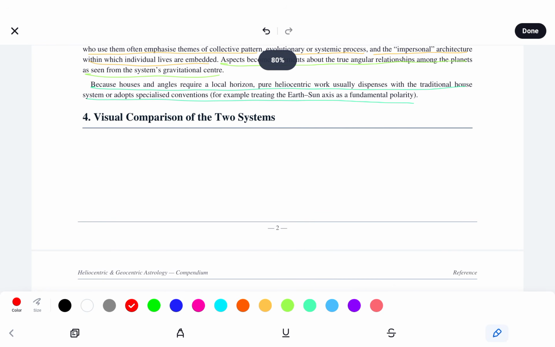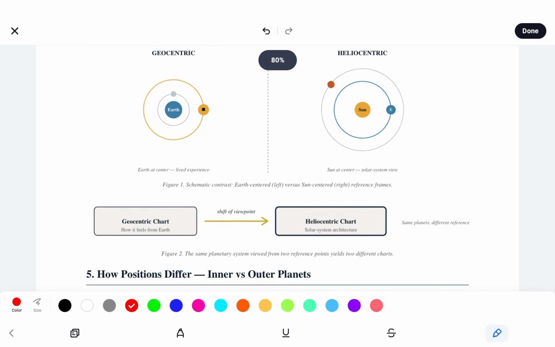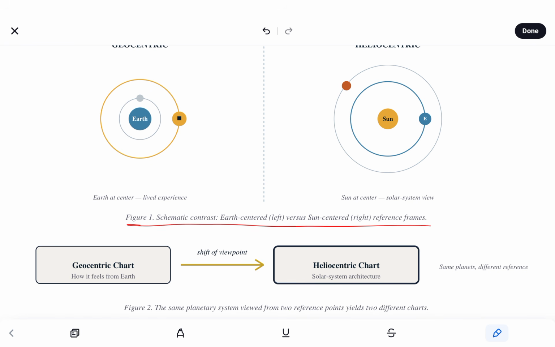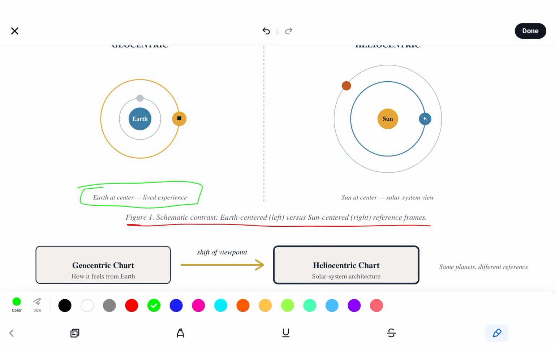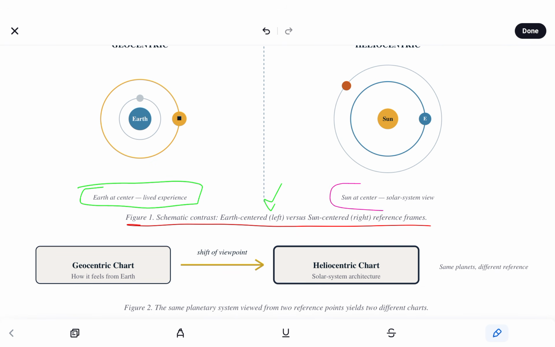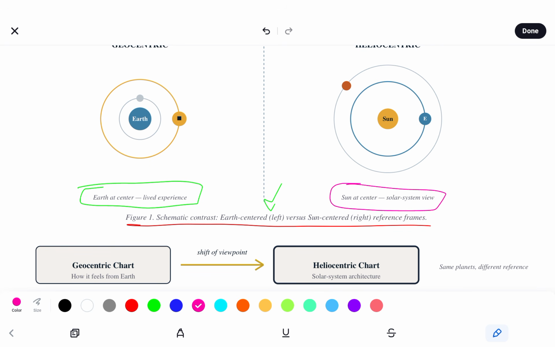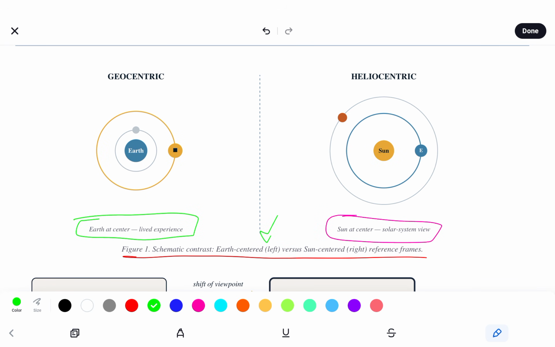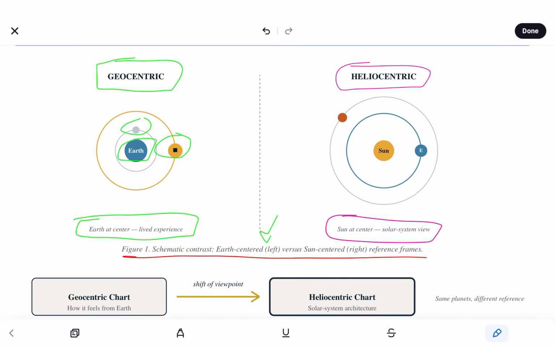Alright, so here we're going to look at a visual comparison of the two systems versus a schematic contrast. The Earth-centered view is on the left, lived experience, and this is going up against the Sun-centered reference frame, the solar system view. So remembering that this is geocentric, the Earth is right there, the Sun right there. And then for heliocentric, the Earth is right here, the Sun's right here.